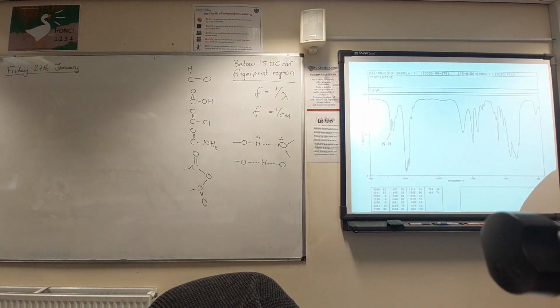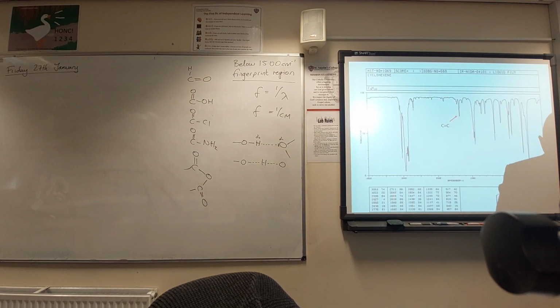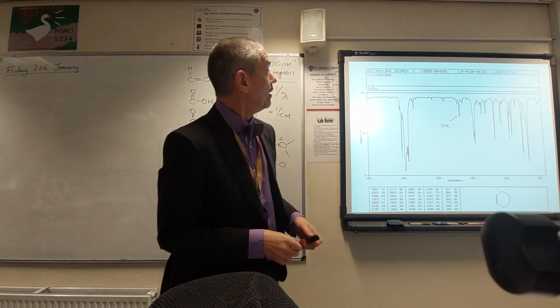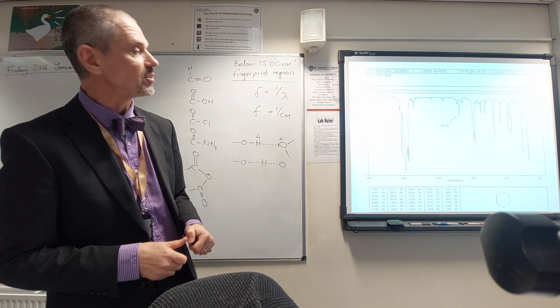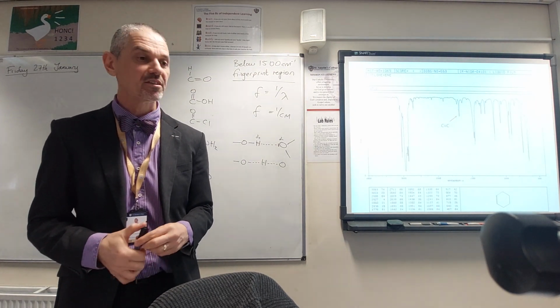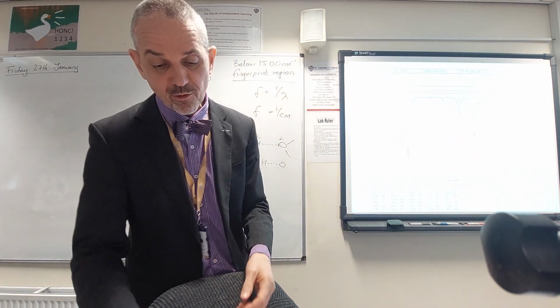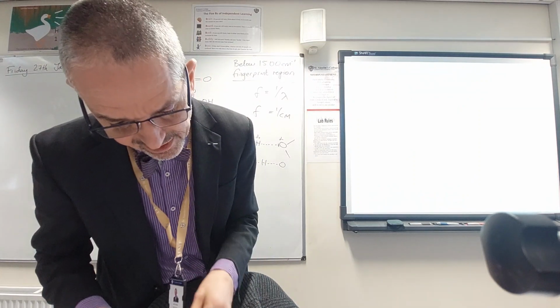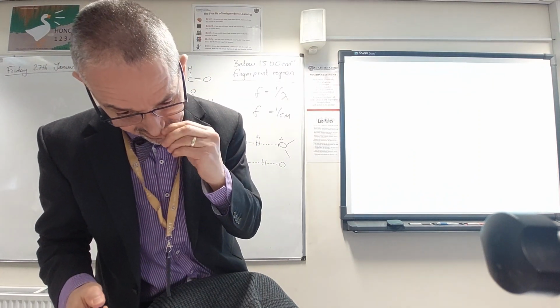Did I put a carbon-carbon double bond on? Yay, I did. Yeah, that's quite a subtle carbon-carbon double bond. But again, it's sharp and it's in the right place. What does it say? 1620 to 1680.